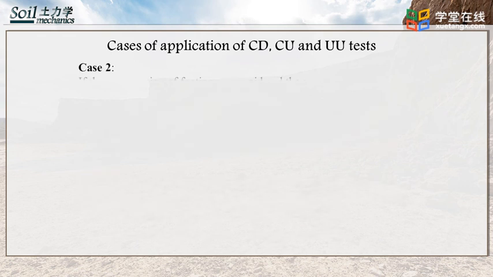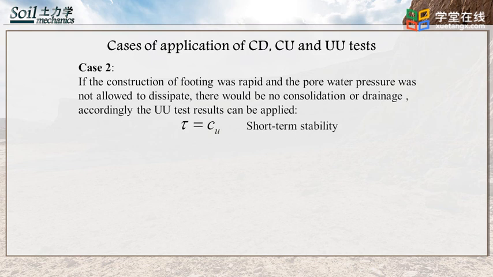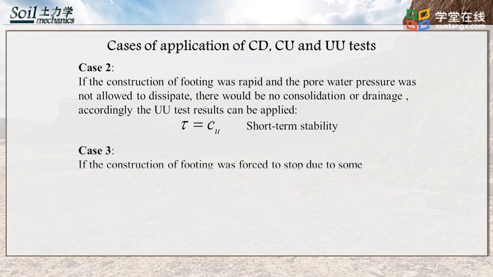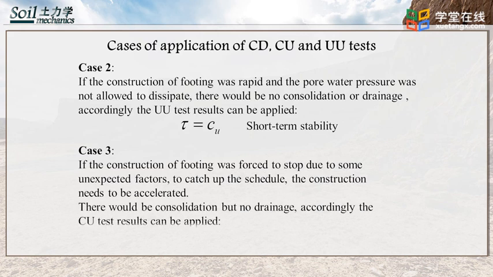If the construction of the footing was rapid and the pore water pressure was not allowed to dissipate, there would be no consolidation or drainage. Accordingly, the UU test result can be applied. If the construction of the footing was forced to stop due to some unexpected factors, to catch up the schedule, the construction needs to be accelerated. There would be consolidation but no drainage. Accordingly, the CU test result can be applied.